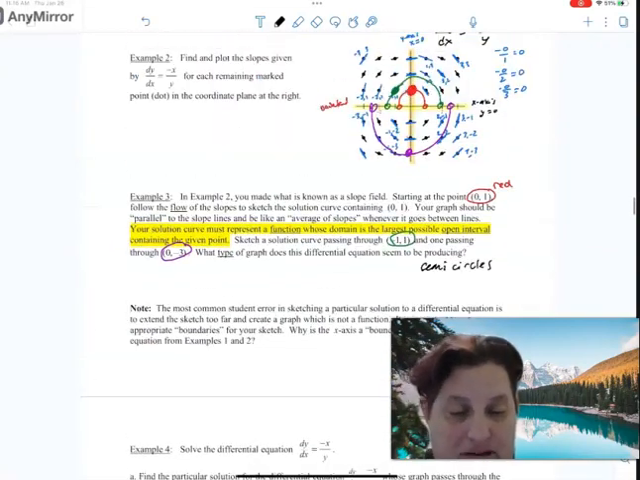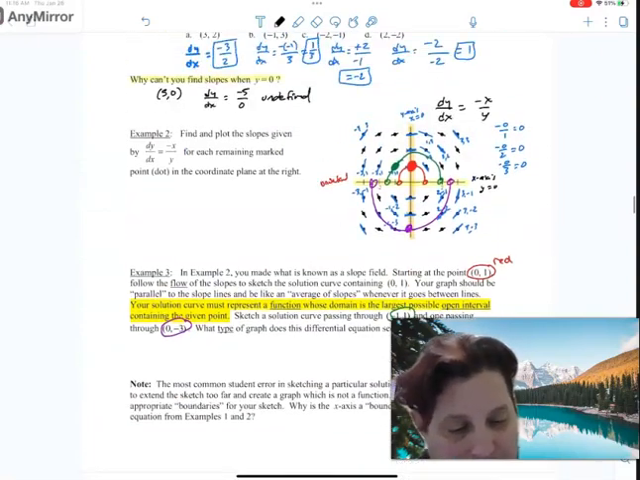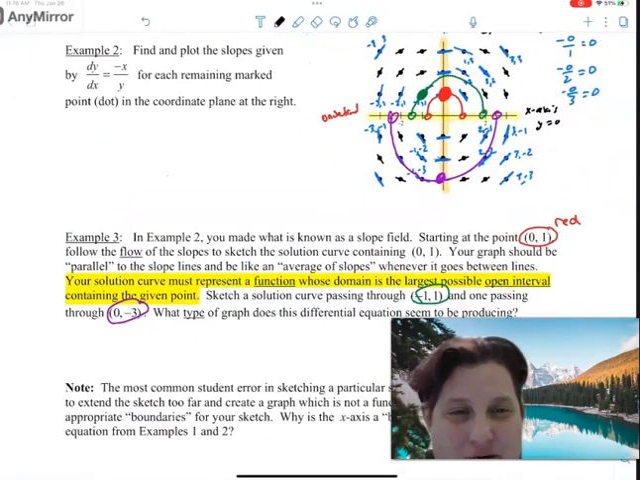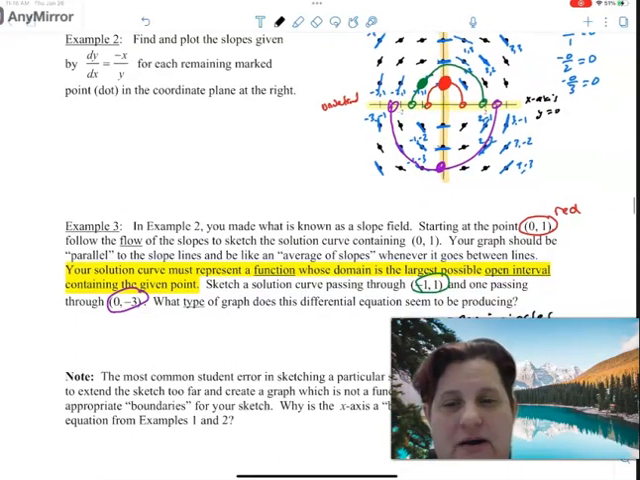Oh, good. I was going to say, let's solve this differential. We are going to solve that differential in a minute. But it looks like it's producing semicircles. Now, why semicircles and not circles? We'll talk about that in a minute.